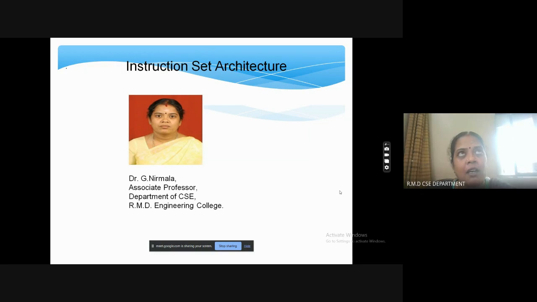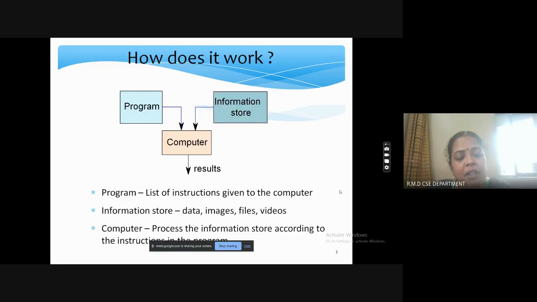Instruction means any command that is given to the computer is called an instruction. A program is a collection of instructions, a list of instructions given to the computer. It can store information, data, images, files, videos. The computer will process and store the information according to the instructions in the program.